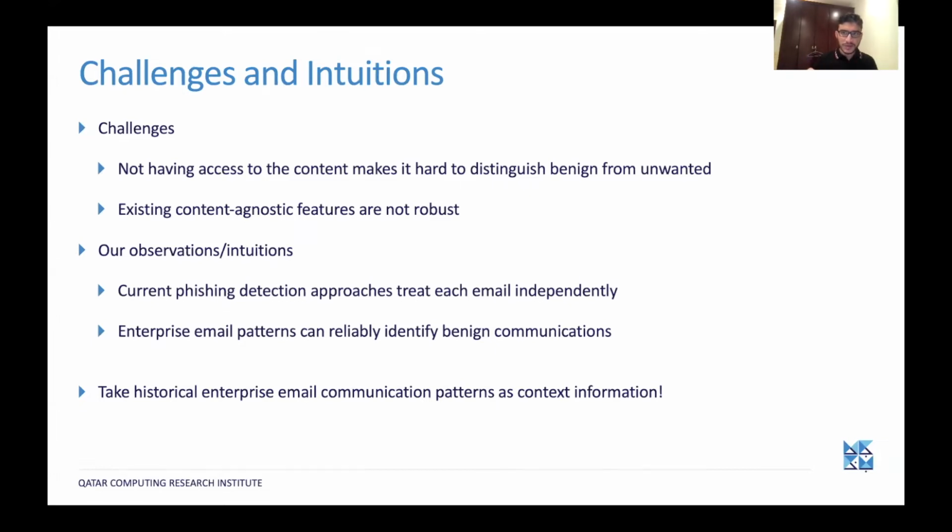One key aspect we notice is that most of the existing phishing detection systems treat each email independently. In other words, they don't take the context information into account. And also, we noticed that enterprise email patterns can reliably identify benign communication patterns. And if we know the benign patterns, we can distinguish them from the unwanted ones. So in short, we take historical enterprise email communication patterns as context information to solve the problem.